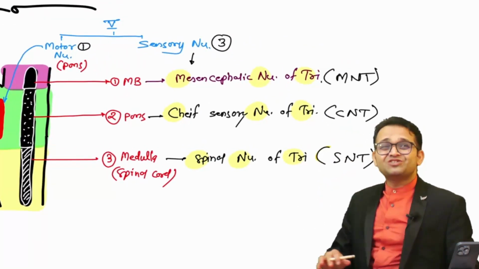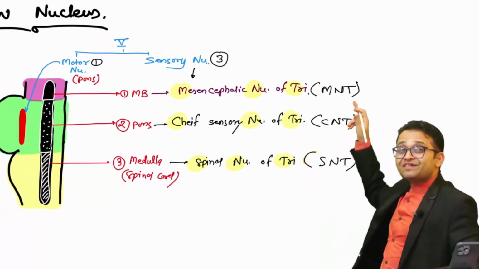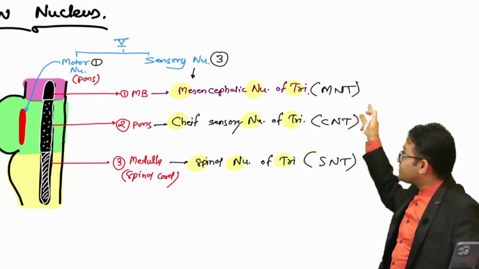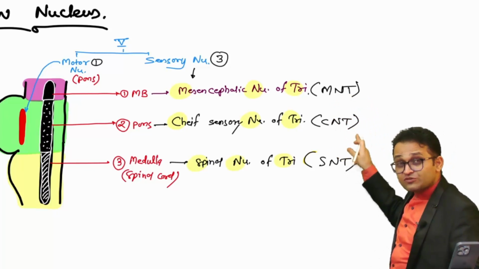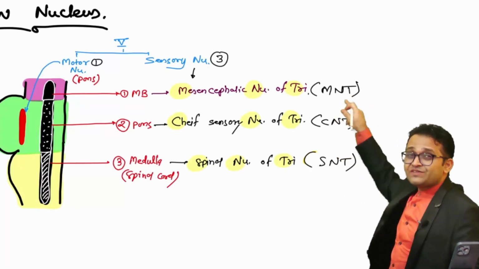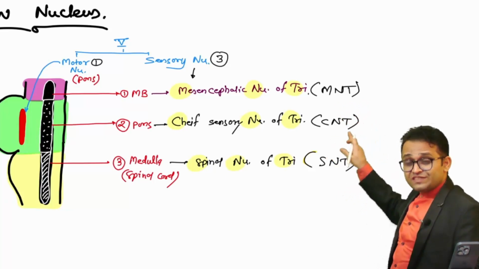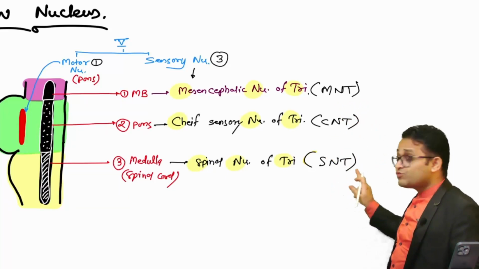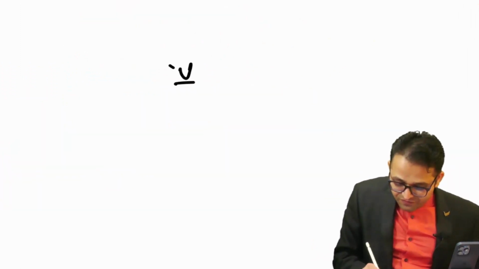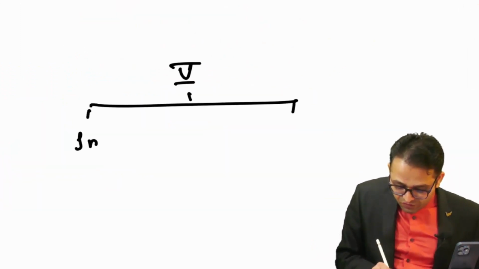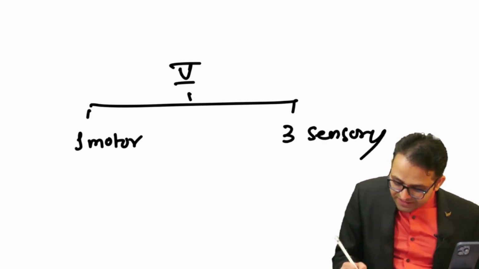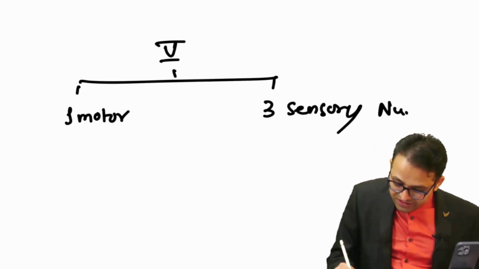So this is the story of the trigeminal nerve. Sir, Mantu, Cantu, Santu: the mesencephalic nucleus of the trigeminal nerve, the chief sensory nucleus of the trigeminal nerve, and the spinal nucleus of the trigeminal nerve. So in this way you can remember, sir, the fifth cranial nerve has one motor and three sensory nuclei. Agree, sir?